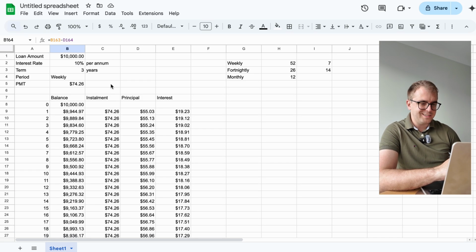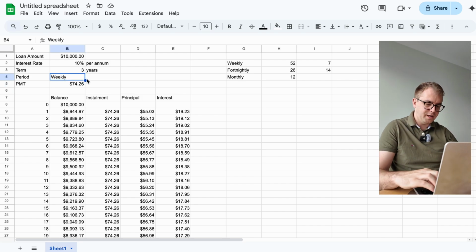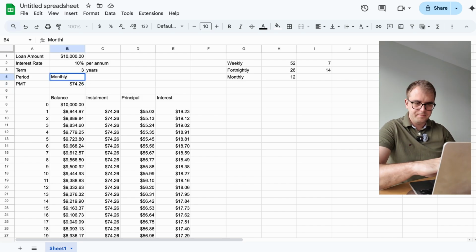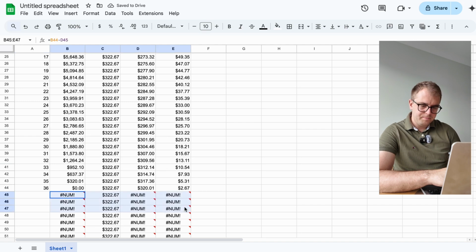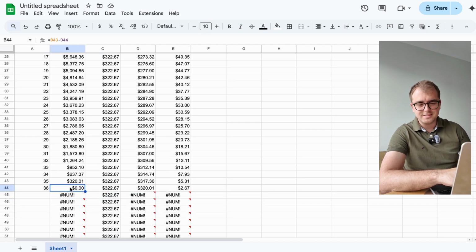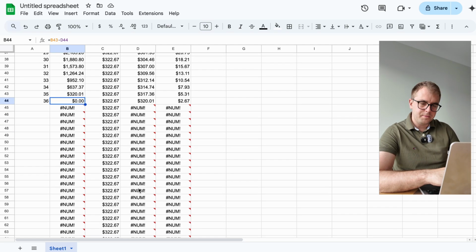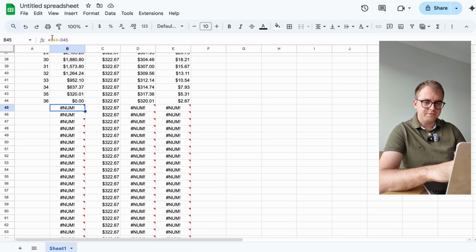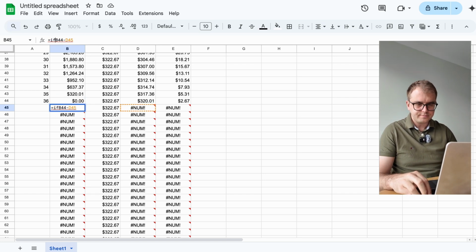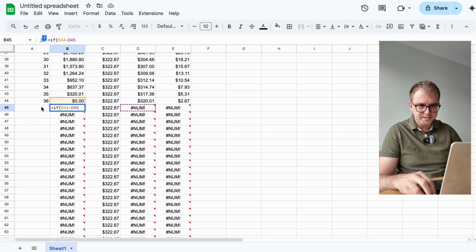The problem is if we go back here and change this back to monthly. Now we've got 36 here and we've got a whole lot of #NUMs here. But we can see that at 36, we do get to a balance of 0. Now the way we can clean this up and make it more dynamic is we can add an IF statement. So if we go IF, then we click here on the empty cell.